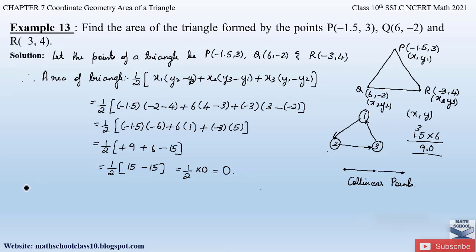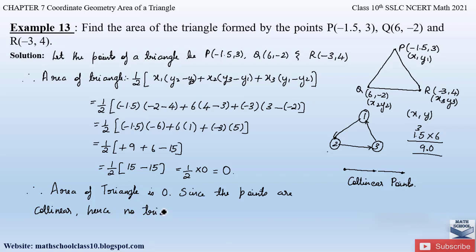So therefore you can write down: area of the triangle is 0 since the points are collinear, hence no triangle is formed. Whenever you have to prove the points to be collinear, you can find the area, which will be 0. Since here the points of the given triangle are in a straight line, we obtain the area to be 0. So this is how we solve this example 13.